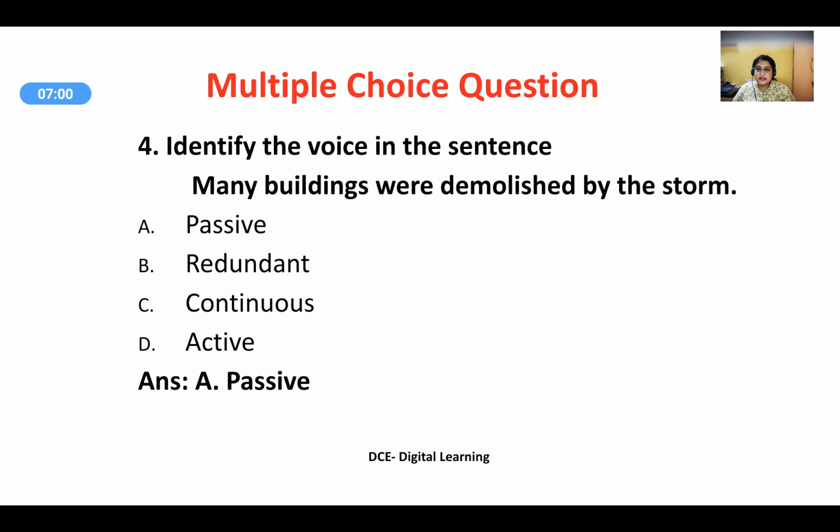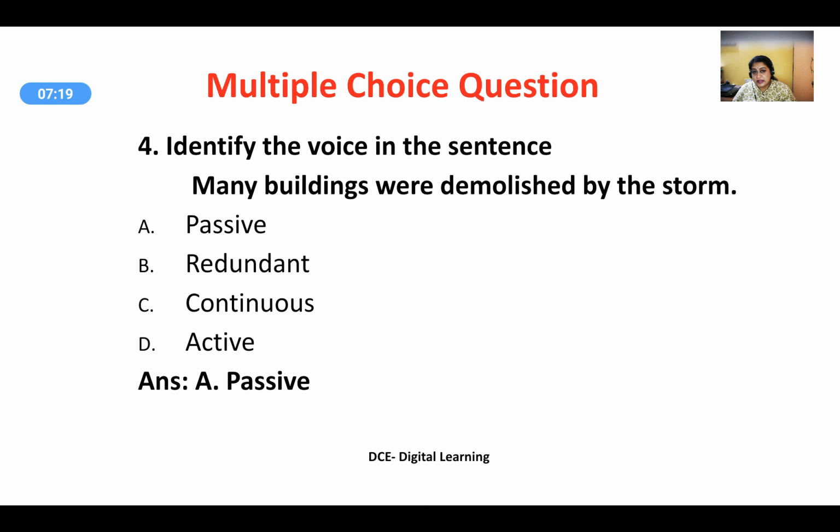Identify the voice in the sentence. Many buildings were demolished by the storm. Once again, by followed by the storm. So the answer here, among the options provided, passive, redundant, continuous or active, is option A, passive.